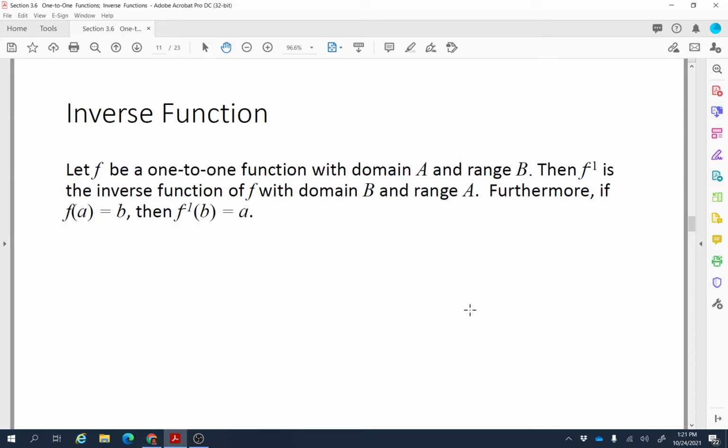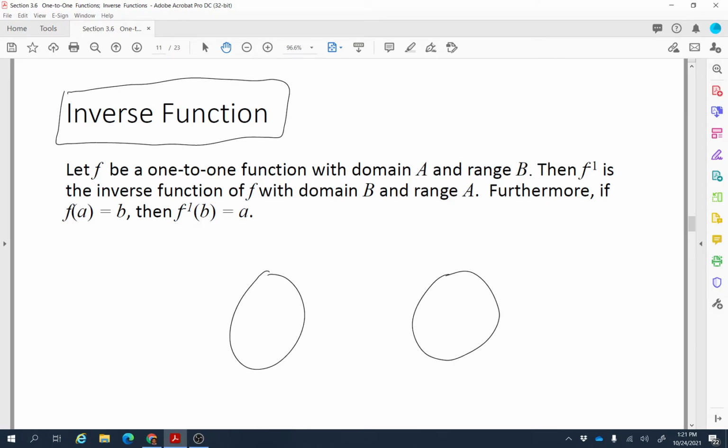Now it's time to define the inverse function. An inverse function is basically a reverse function. Let's say you have a one-to-one function, and remember, an inverse function is only possible for a one-to-one function. So let's say you have a function f which is one-to-one, with domain a and range b. It must have the property of being one-to-one.